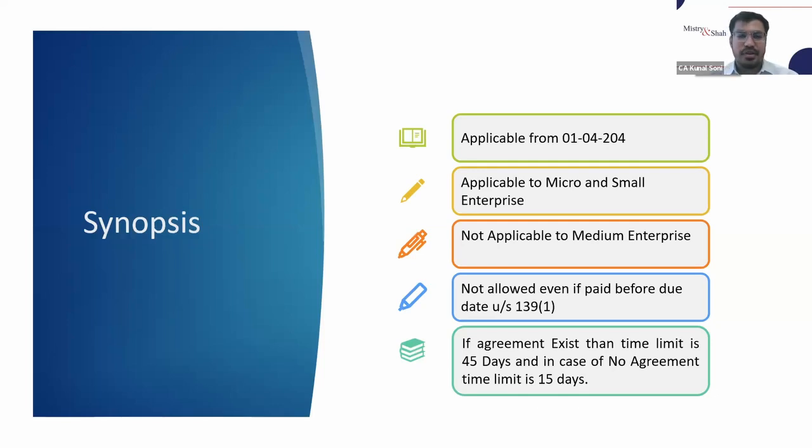And what is the time limit? To understand in basic terminology, if there is a written, documented agreement, and see, it is very important that it is a written agreement. If tomorrow we say that there was an oral agreement or a deemed agreement, then that particular thing won't be valid. So if there is a written agreement, then in that particular case the time limit for the payment would be 45 days. And in case there is no agreement, then the time limit is 15 days.